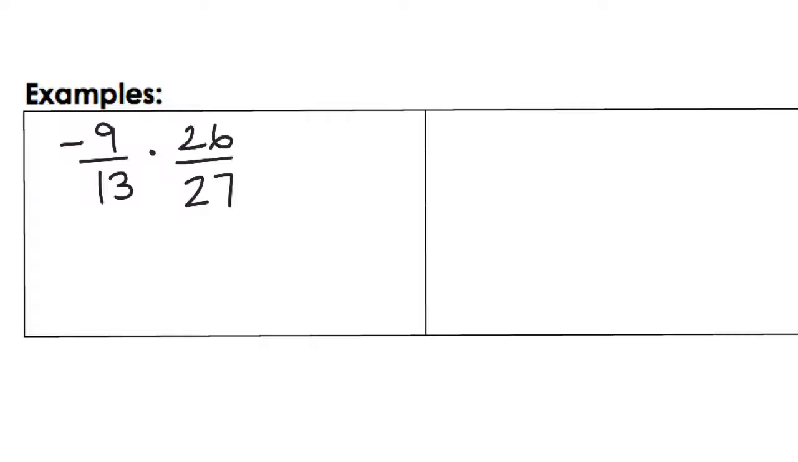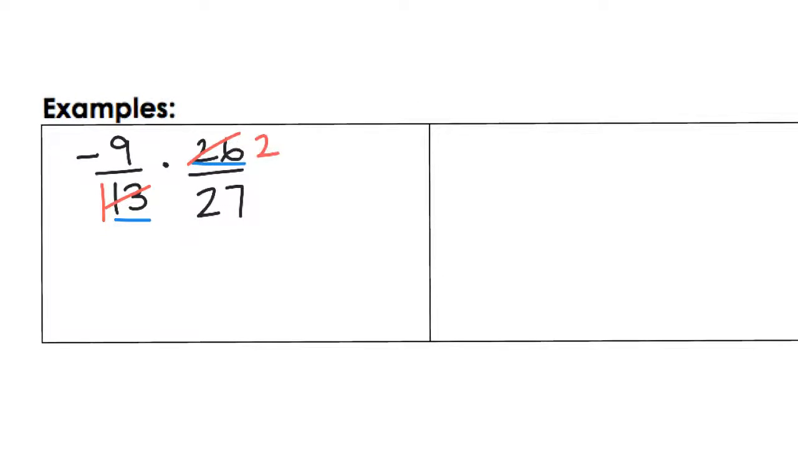So I look diagonally at these two numbers, and I see, is there a number that will go evenly into 13 and into 26? I know 13 will go evenly into both. So 13 divided by 13 is 1. 26 divided by 13 is 2. Now I look at the 9 and 27, and I see 9 will go evenly into both. 9 divided by 9 is 1, so I have a negative 1 there, and 27 divided by 9 is 3.